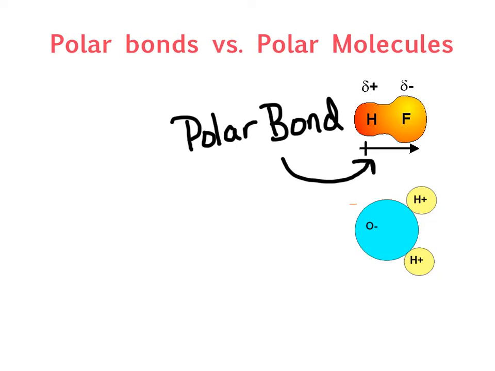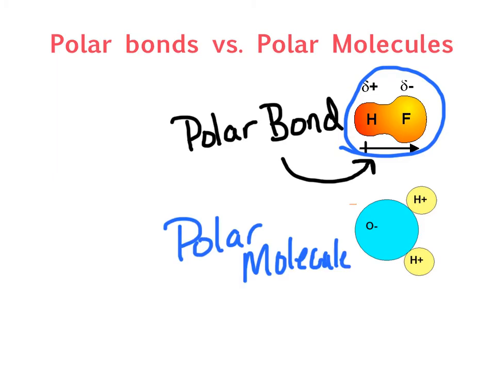Polar bond, I've got a picture of a polar bond right here, and this is how you demonstrate that a bond is polar. The arrow always points towards the negative end, the more electronegative end, and the little plus right here is the more positive end. This means a partial positive charge and a partial negative charge. Now this whole thing together makes up a polar molecule because that is a molecule, HF, and it's polar because it has a positive end and a negative end.